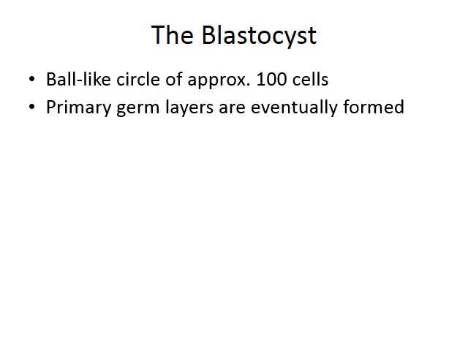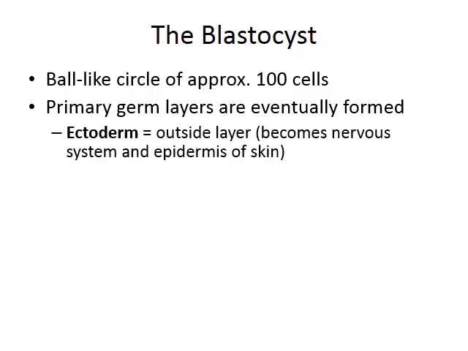So the first is the ectoderm, and the ectoderm is the outside layer of the 3 layers. This is the layer that's eventually going to turn into the majority of the nervous tissues, brain matter, neurons, and so on. Also, the ectoderm turns into the epidermis, or outer layer, the most superficial layer of the skin.